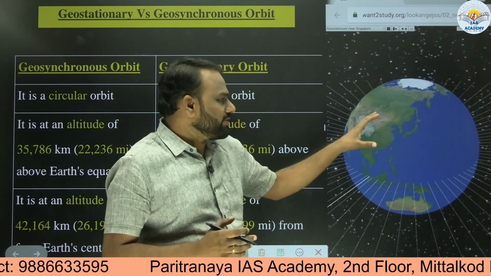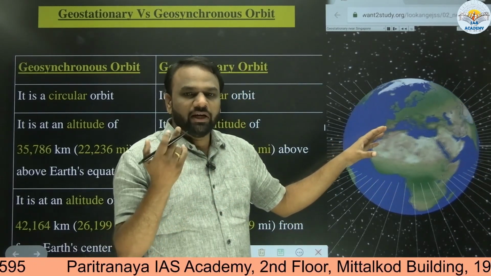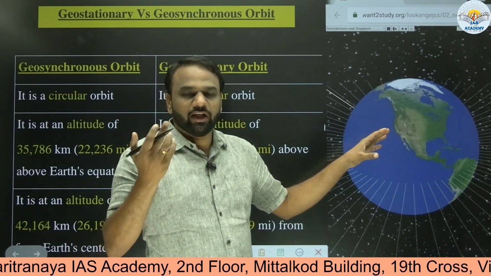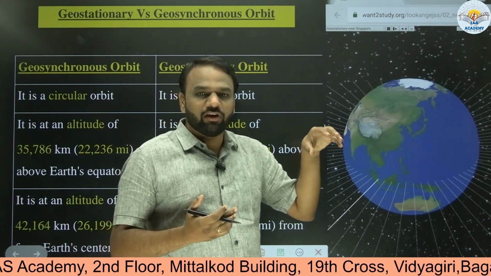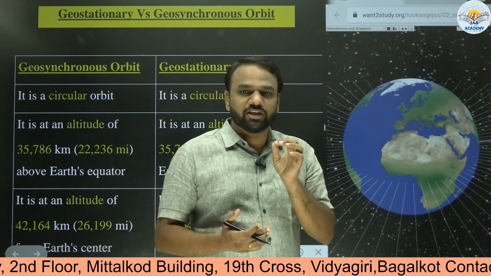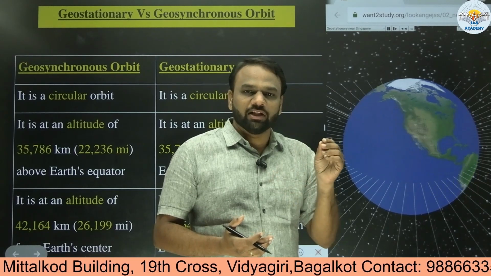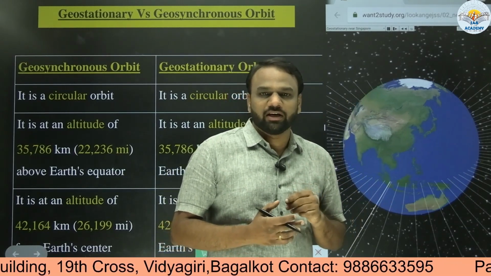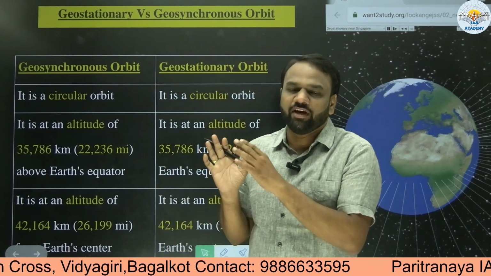So this is our Earth. A satellite moves around the Earth. It revolves around the Earth, at different positions, at different heights and at different speeds. Here in this class, today we are focusing on only two different types of orbits. One is geosynchronous orbit and the other one is geostationary orbit. About the other orbits, we already discussed in a separate class, so you can refer to our other classes for the other orbits. And these two orbits are very important.